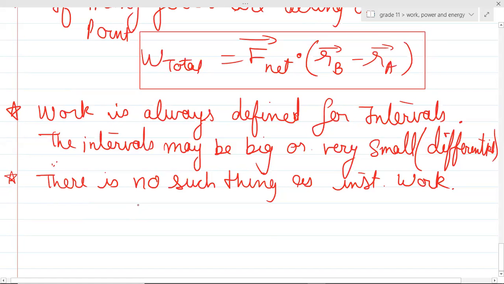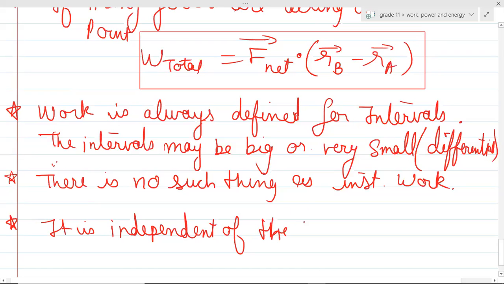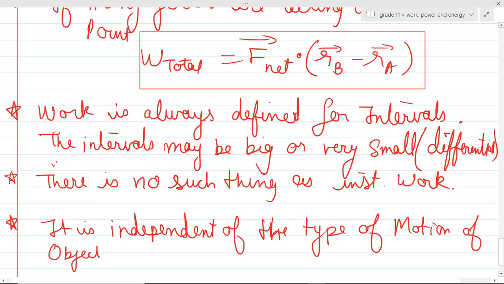Is this clear? Yes, sir. Next thing, it is independent of the type of motion of the object. Sir, what do you mean by this statement?